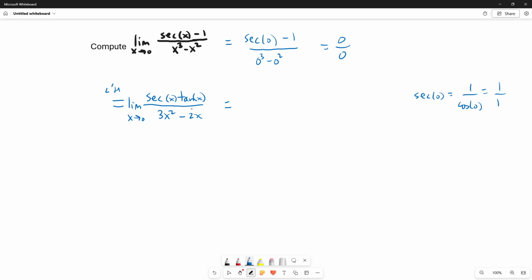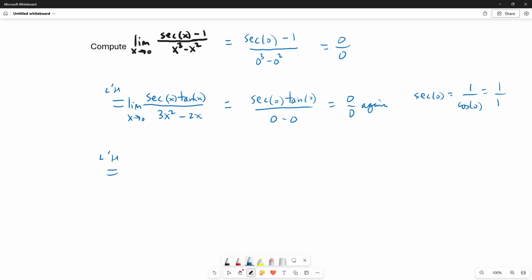So now plug in 0. On the top we get secant of 0 times tangent of 0. And on the bottom we get 0 minus 0. The secant of 0 is 1, but the tangent of 0 is 0. And so this is 0 over 0 again. And we can use L'Hopital's rule more than once. So we will use L'Hopital's rule a second time.